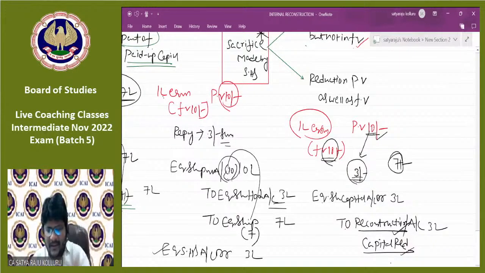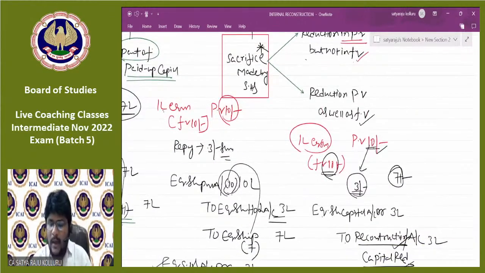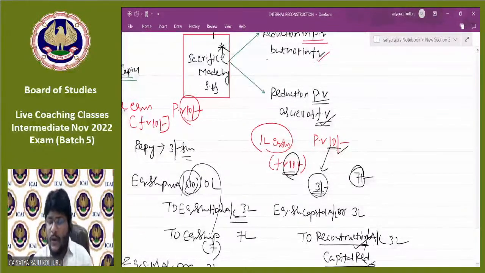That's it. So the same facts, if I consider in case number 2, there is a reduction in paid up value as well as face value. Then how is the accounting entry going to change, sir?